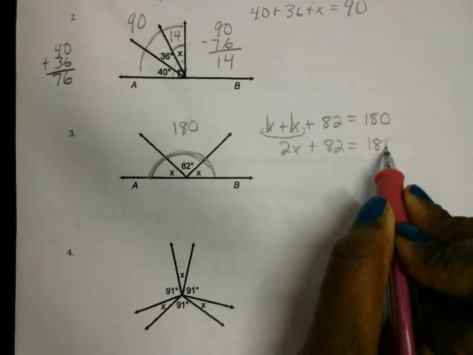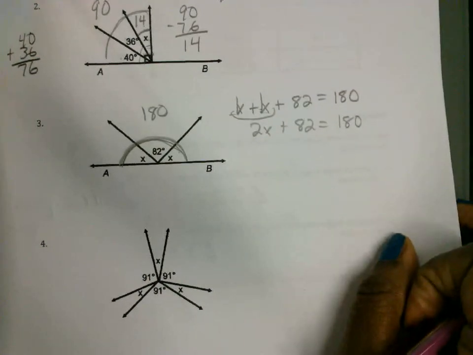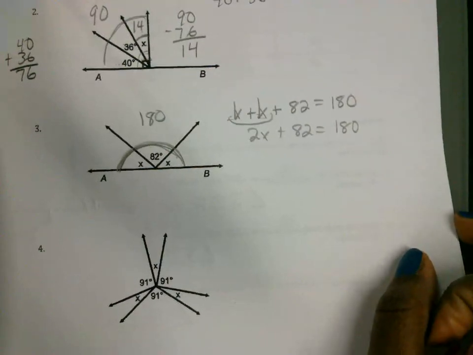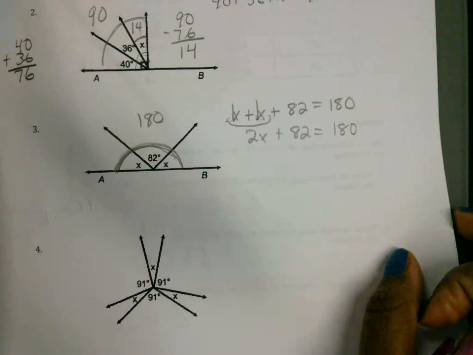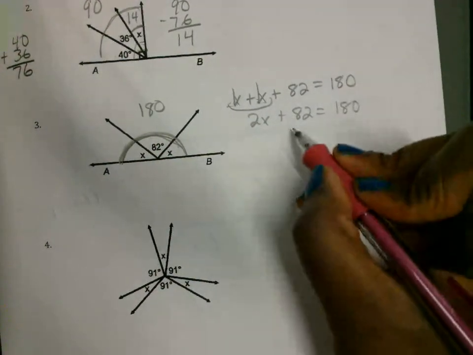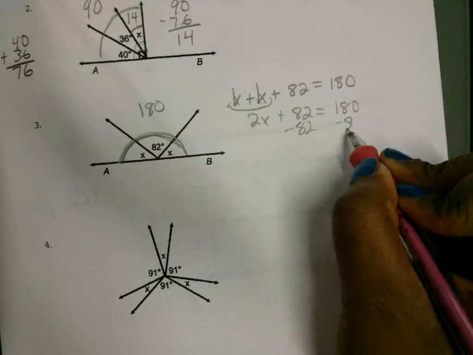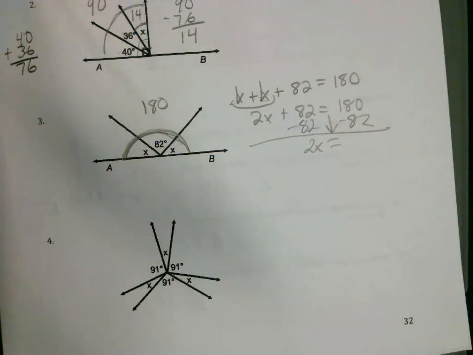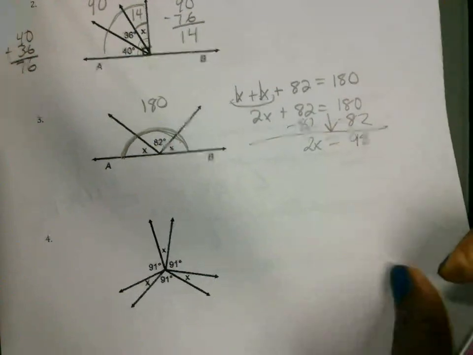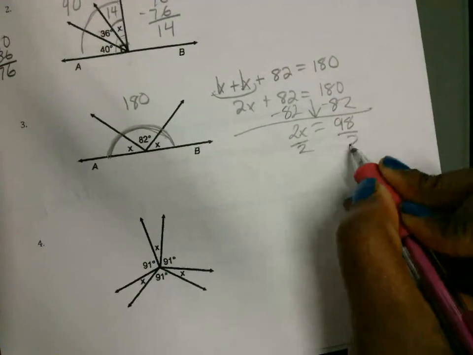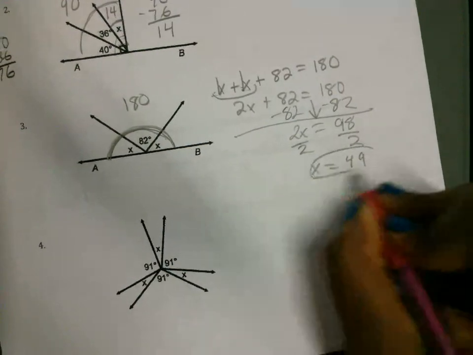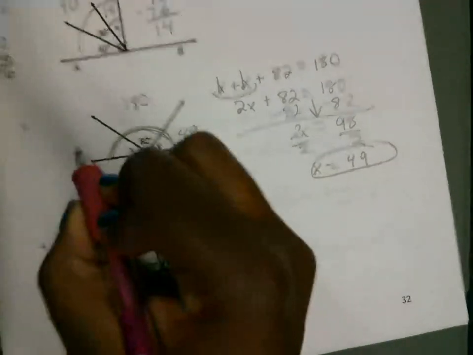2x plus 82 equals 180. What do you have to do in order to get x? So we do 180 minus the 82. What does that give you? 98. Good job. Now what do we do? Divide both sides by 2. What does that give you? 49. Very good. So this is 49, and this is 49.